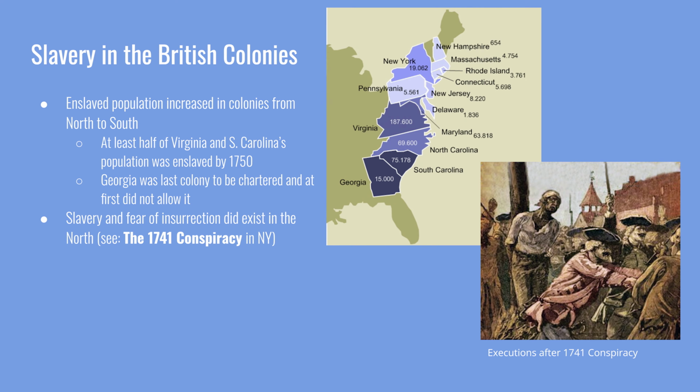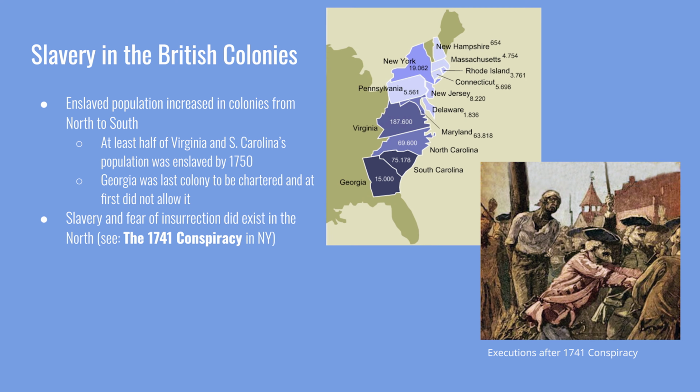This is underscored by the 1741 conspiracy. This was a supposed plot to overthrow the white settlement and population of New York City. Because it was uncovered before it was to take place, 17 enslaved Africans were executed and were burnt at the stake for supposedly being involved in this conspiracy.